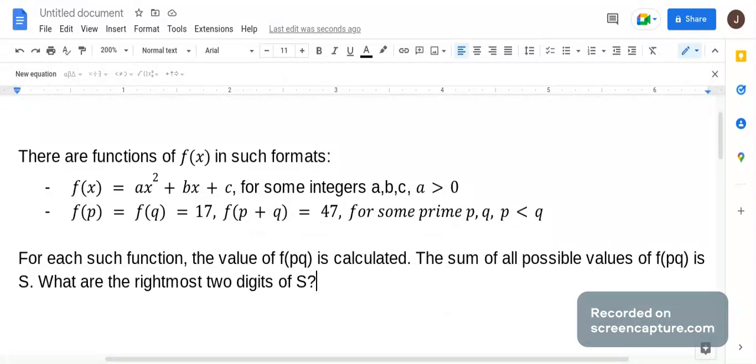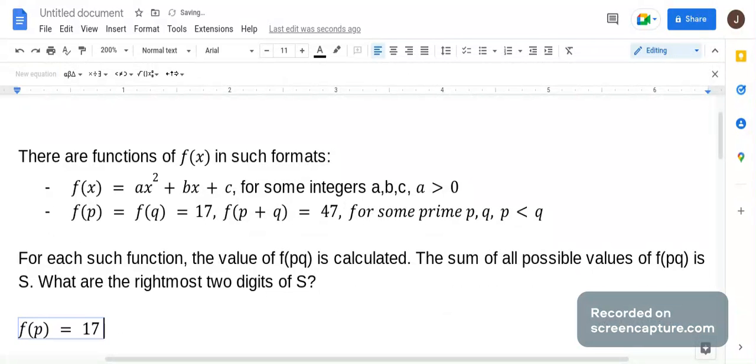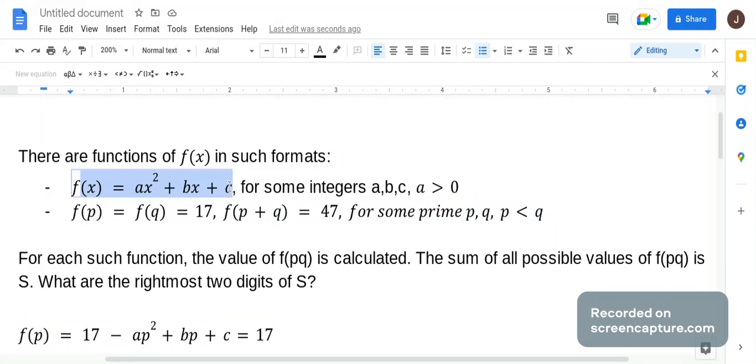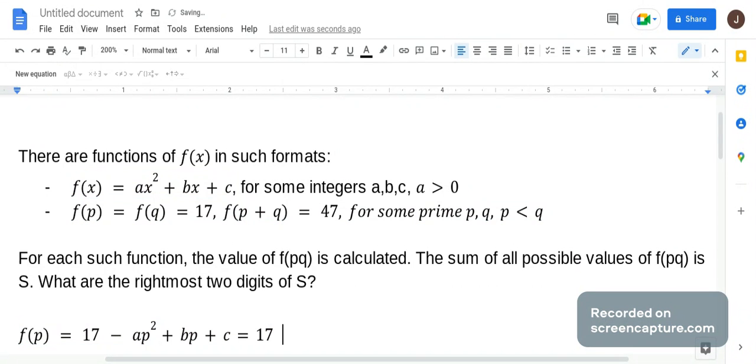So, by the first condition, we know that f(p) is equal to 17, right? So we can conclude that ap squared plus bp plus c is equal to 17, because f(p) is defined as this function, and we plug in p, so we get this. We call this equation 1.